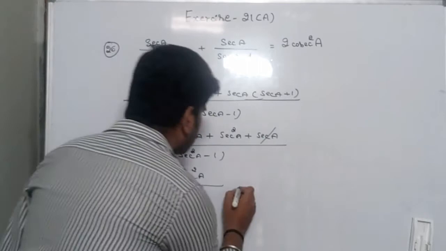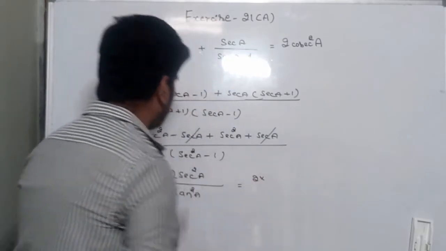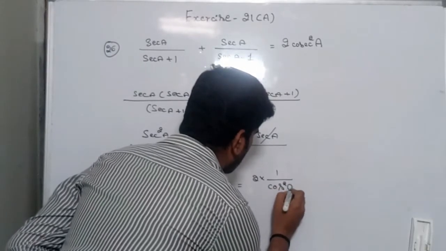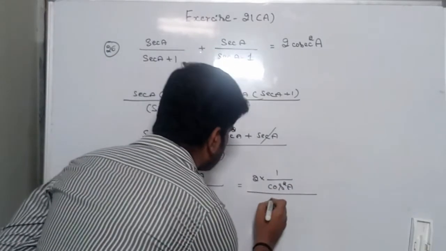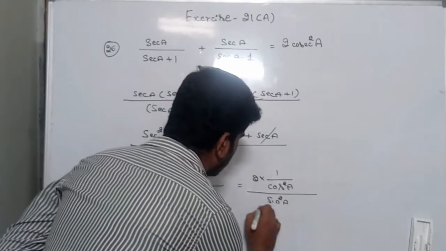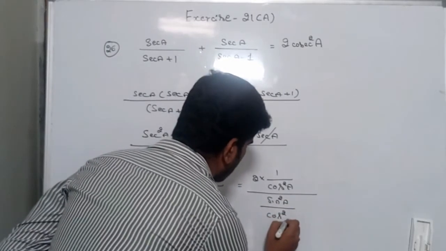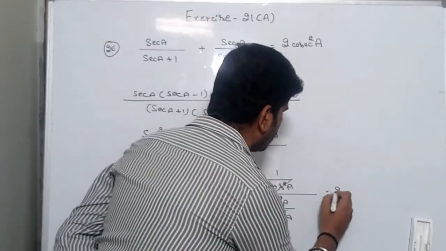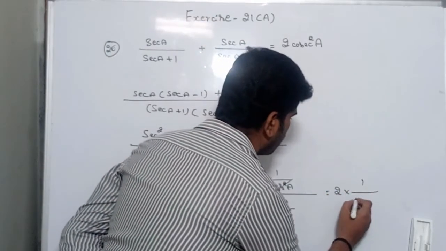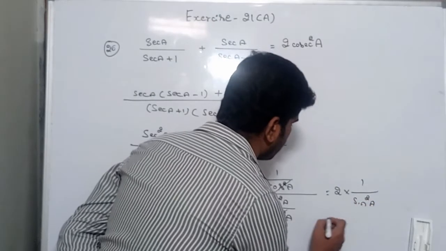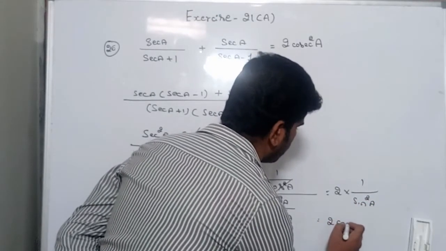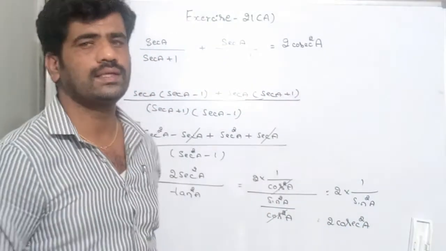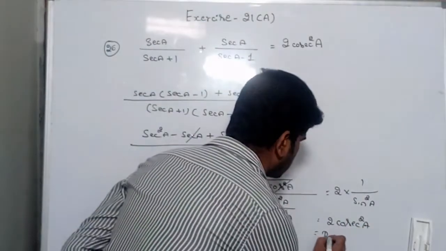Okay. So that is equal to 2 into secant square A, which means 1 by cos square A, divided by tan square A, which means sin square A by cos square A. Now see, cos square A gets cancelled. Then 2 into 1 by sin square A. So that is equal to 2 into cosecant square A. So this is our answer, that is equal to RHS.